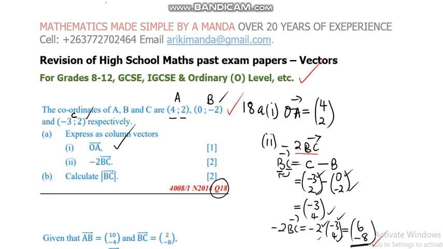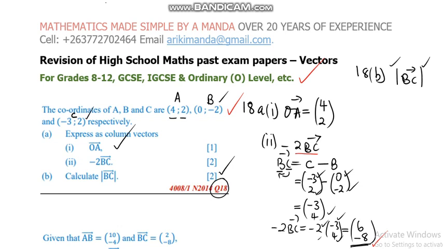Let's proceed to part B of the question. This one, which is question 18B. What does the question say? It's written, find what? This means modulus of BC, or magnitude of BC, or the length of the line BC. This is the meaning of these two lines enclosing the vector.